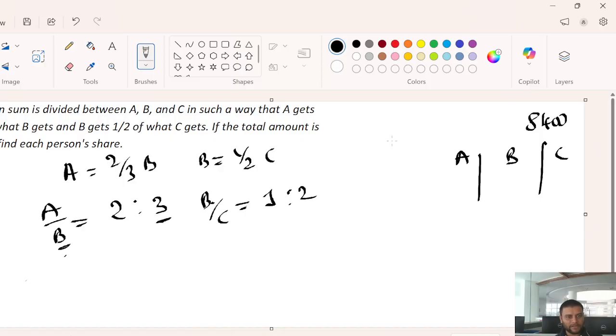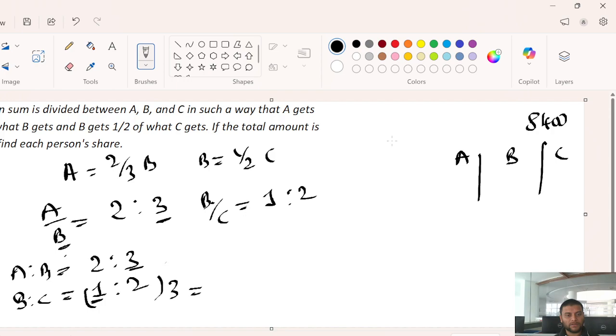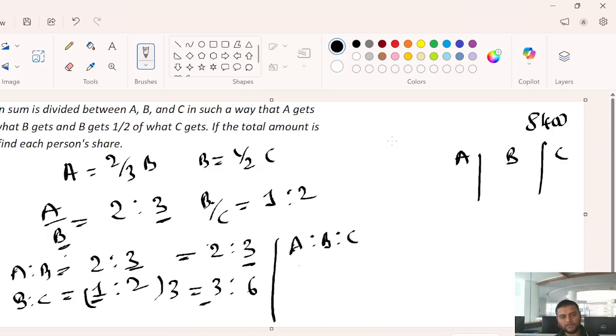Okay, let me write clearly over here. A is to B is equal to 2 is to 3. B is to C is equal to 1 is to 2. B is 3 here, B is 1 here. So we need to make the B terms equal to combine them into one proportion. For that we multiply the second ratio with 3. So the first ratio stays 2 is to 3, and the second ratio becomes 3 is to 6. Now B terms are equal. Then I can write A is to B is to C is equal to 2 is to 3 is to 6.